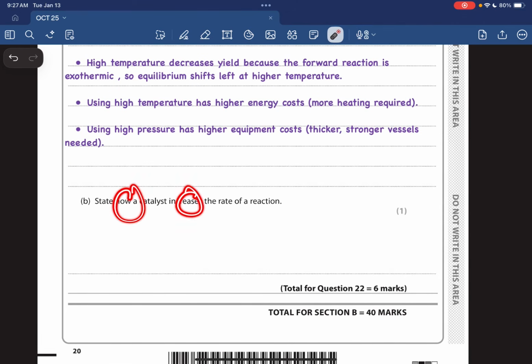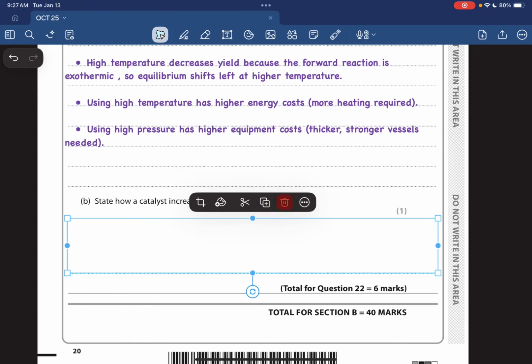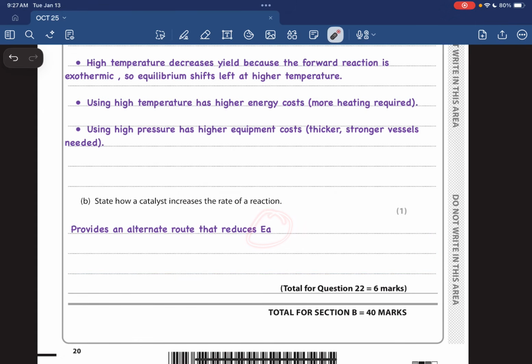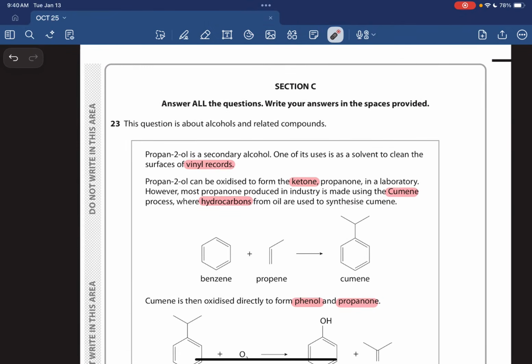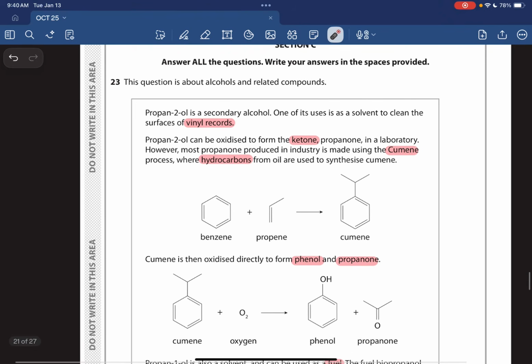State how a catalyst increases the rate of reaction. So it basically provides an alternate route that reduces the activation energy, or that reduces the Ea. Okay, you could write Ea or activation energy. So that brings us to the end of section B of this paper, everyone. Okay, this is section C, the last part from this paper. Okay, so let's just solve this.